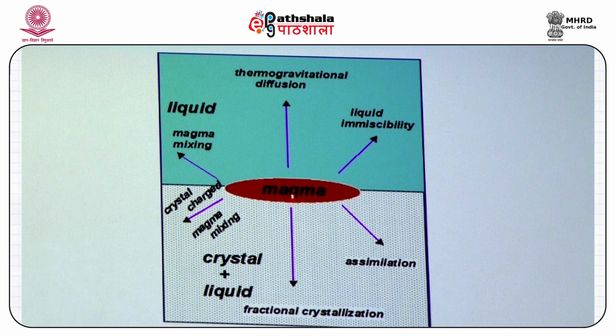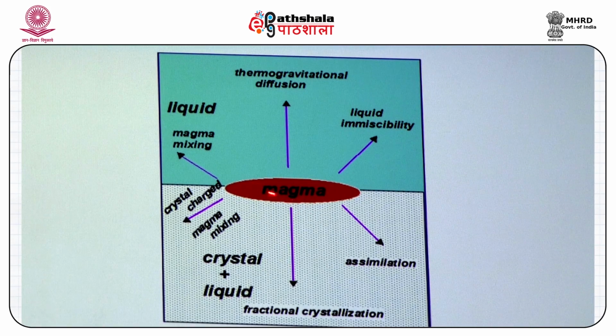The other way to differentiate the magma is through a process known as liquid immiscibility. In this, the magma itself splits into different parts, like silicates and carbonates, or some of the mineral deposits form because of this liquid immiscibility. So once magma is generated, it undergoes differentiation by different processes, as I explained.